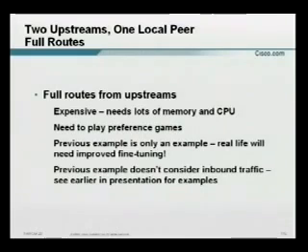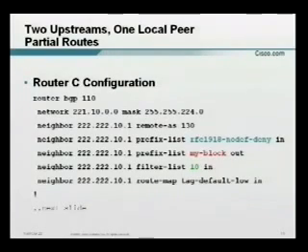So that's a description. It's expensive. We need lots of memory, CPU. You need to play the preference games, which can be very hard to do. And you do need a lot of fine-tuning for this. It's much better to actually take partial routes. Okay, if you take a partial routing table, it makes it a lot easier.